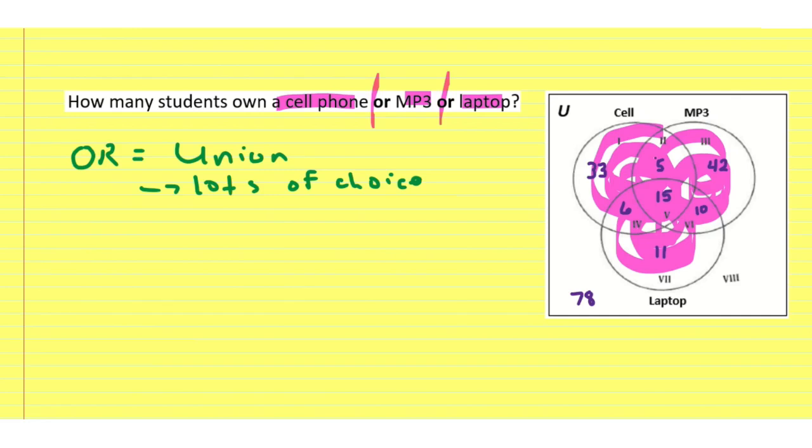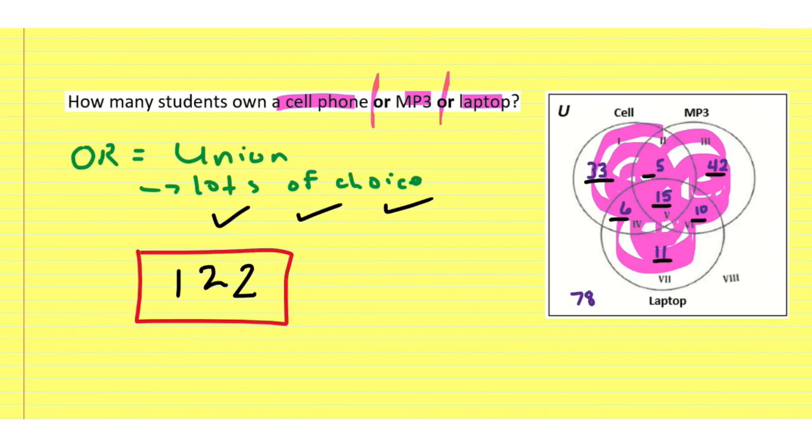So that means that we are going to have 33 plus 5 plus 42 plus 6 plus 15 plus 10 plus 11. Lots of choices. So the thing is, though, all those are going to add up. If I add them up on my handy dandy calculator, they're going to add up to 122 students. 122 students own one or more of those. Okay, so let's keep going.